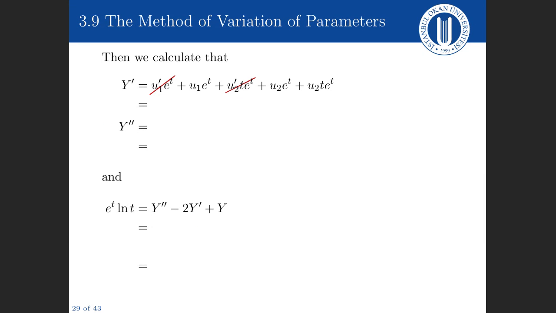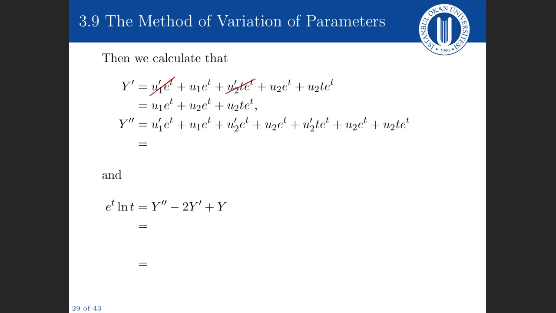u1 prime is u1, so capital Y prime is u1 prime e to the t plus u1 e to the t plus u2 prime t e to the power t plus u2 e to the t plus u2 t e to the power t. We made the extra condition that these two terms with the line through must be equal to 0, so we can cross them out. u1 prime must be u1 e to the t plus u2 e to the t plus u2 t e to the power t. And then we differentiate again.